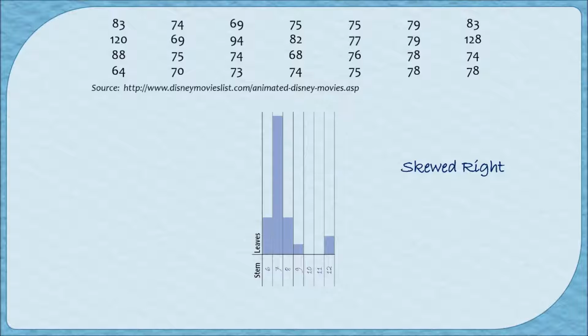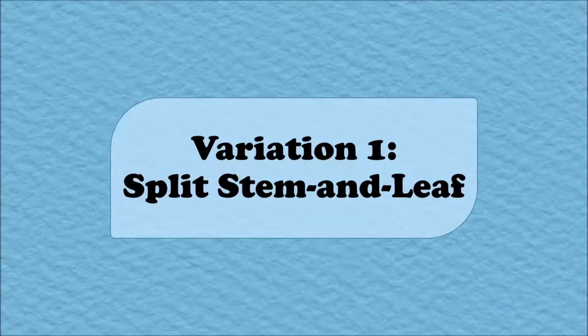Now that we have the basic idea of a stem and leaf plot down, let's do some variations. The first kind of variation we can make is called a split stem and leaf plot. This is particularly useful if your stems do not have a very large range. Here's how we can still make a stem and leaf plot for those values.